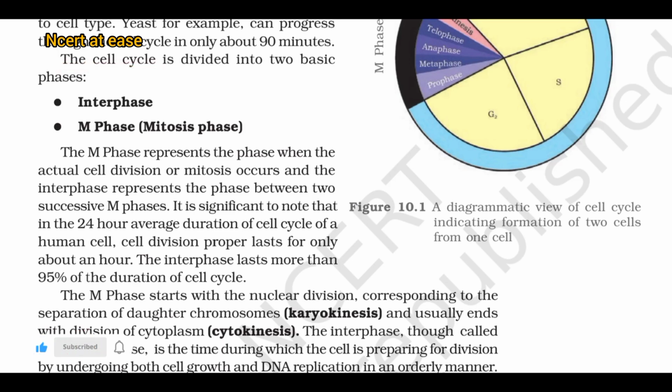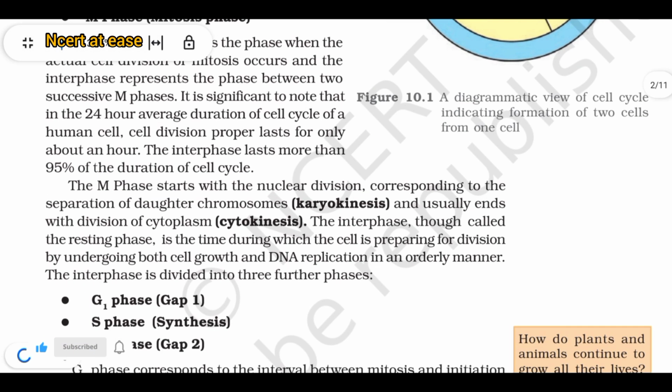The cell cycle is divided into two basic phases: interphase and M phase. The M phase represents the phase when the actual cell division or mitosis occurs, and the interphase represents the phase between two successive M phases. It is significant to note that in the 24-hour average duration of a cell cycle of a human cell, division proper lasts for only about an hour. The interphase lasts more than 95% of the duration of a cell cycle.